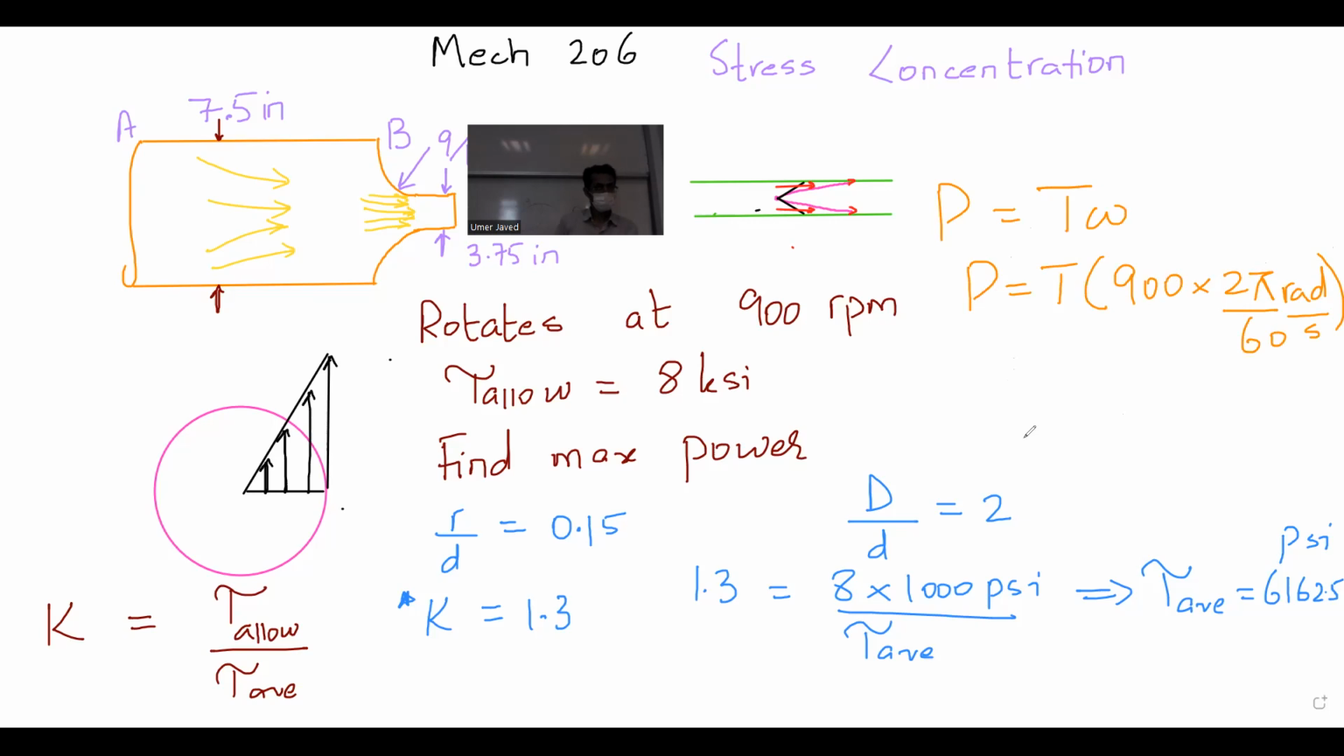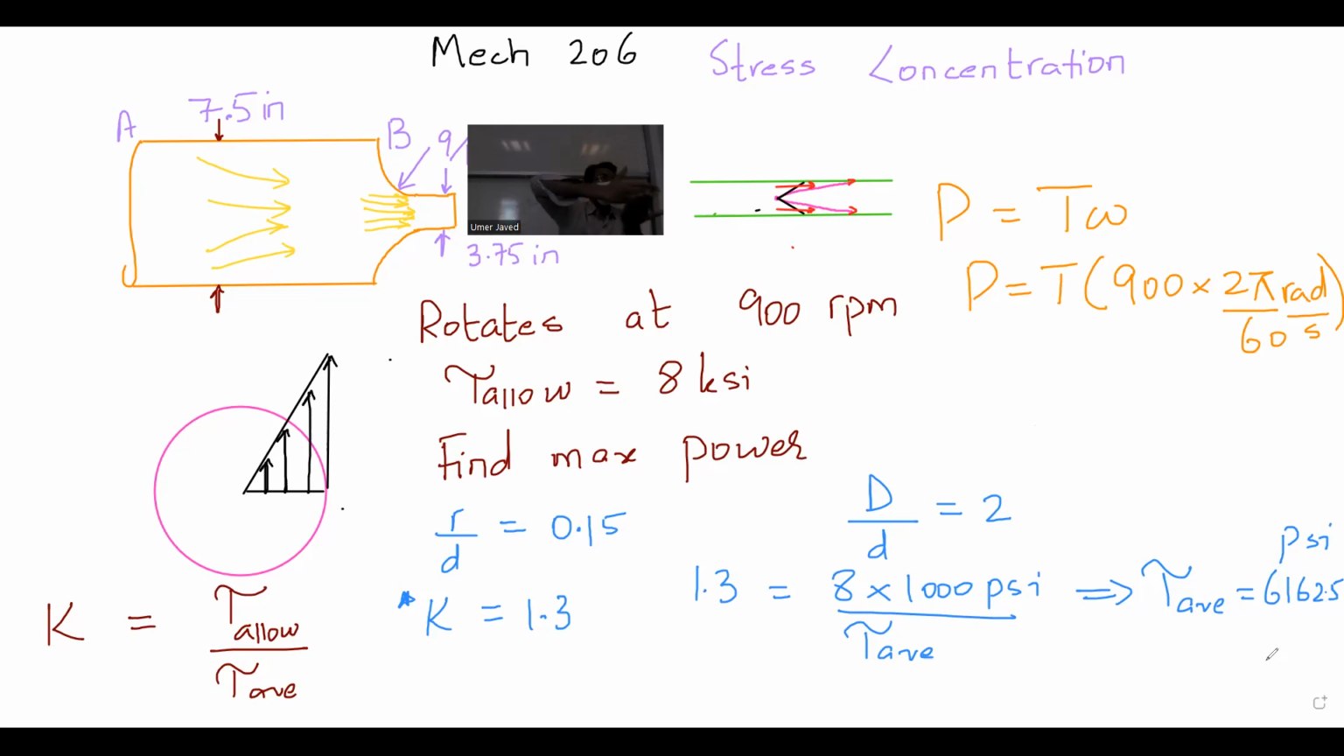It says find the maximum power. So if we use the tau average, we're going to find the average power. Isn't it? No. I will tell you why. No, you're not getting the point. Actually, what happens is that, hang on.